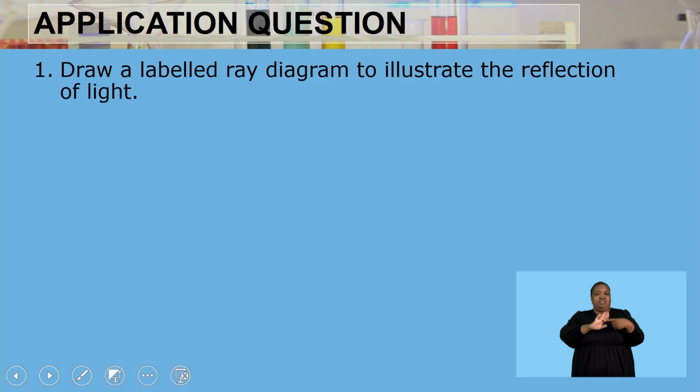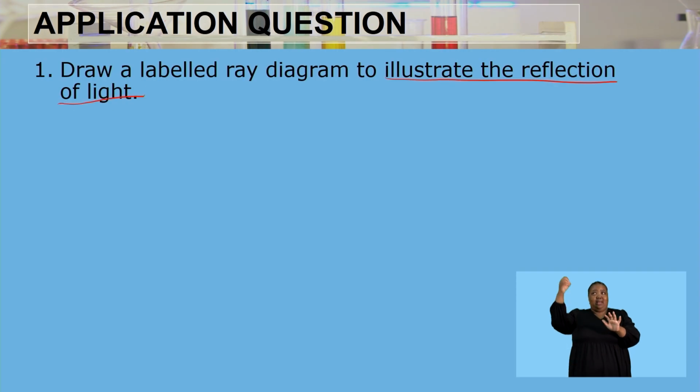Welcome back, learners. So now, as we have said before the ad break, we're moving on to our application questions, and they are still based on the reflection of light. Now, the first application question requires us to draw and also label a ray diagram to illustrate the reflection of light. So draw a labeled ray diagram to illustrate the reflection of light.